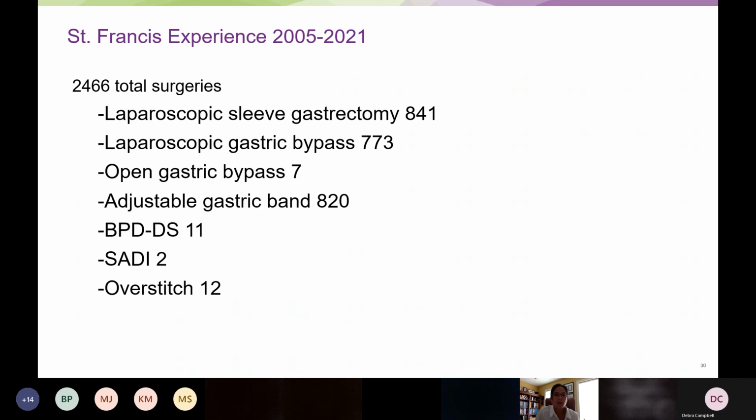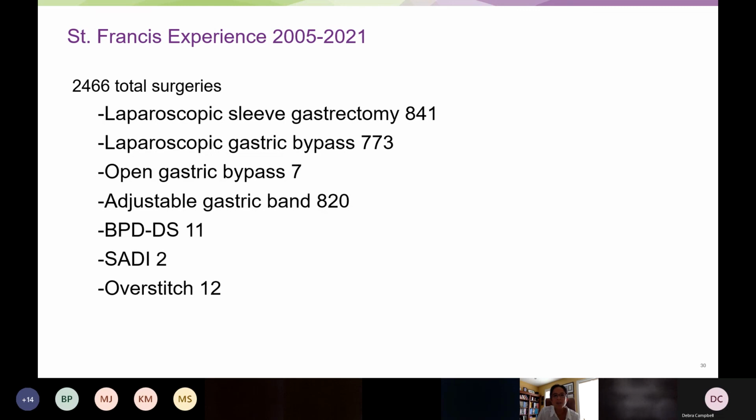Yep. So we've been doing surgeries since 2001, actually. And our group has probably done over 10,000 surgeries altogether. Our St. Francis experience started in 2005. I have to say that we were the first center of excellence in the state of Delaware in 2007. We've been doing a lot of surgeries since then. We're still a center of excellence. We've done about 2,466 total surgeries.